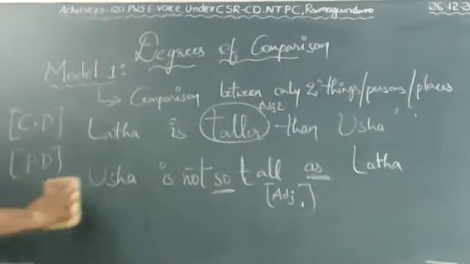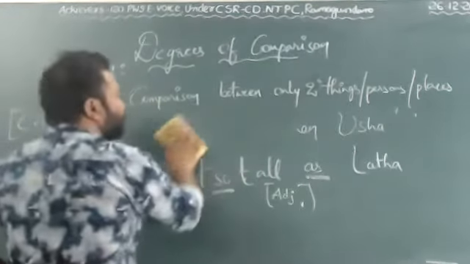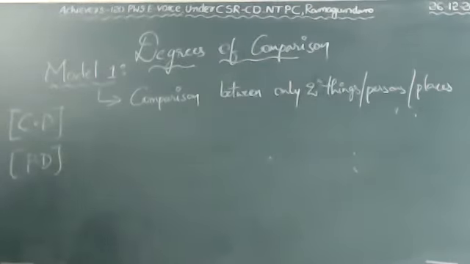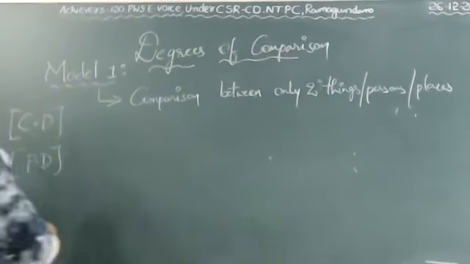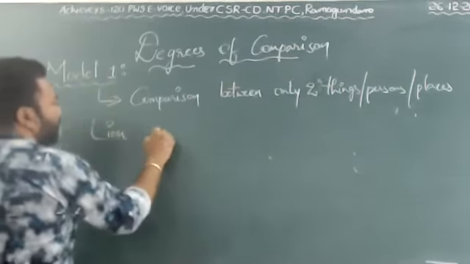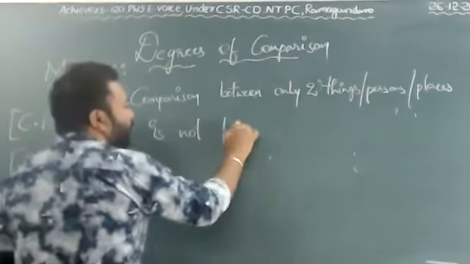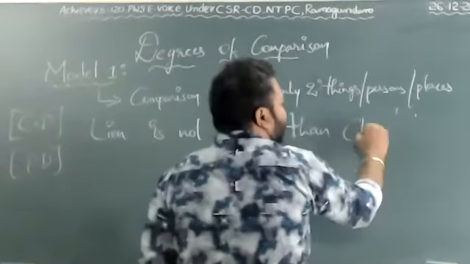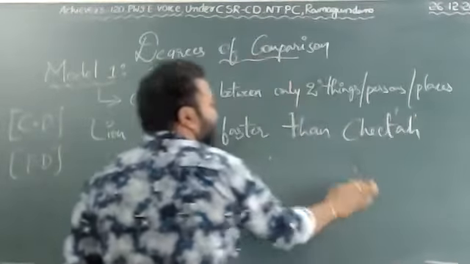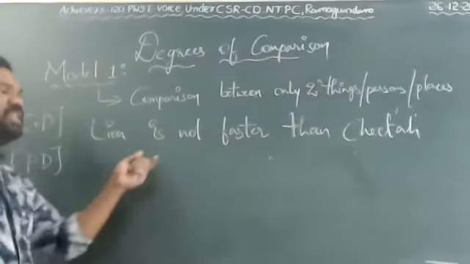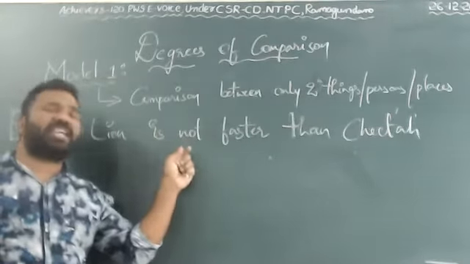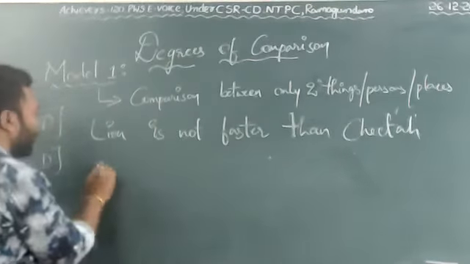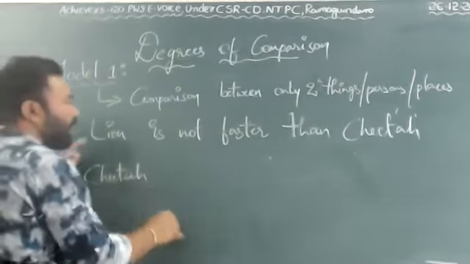Okay, next. Let's say negative form, like: Lion is not faster than cheetah. Lion is not faster than cheetah. What happens in this sentence is, in the first case itself it is negative. So what we have to do is interchange cheetah and lion here again.